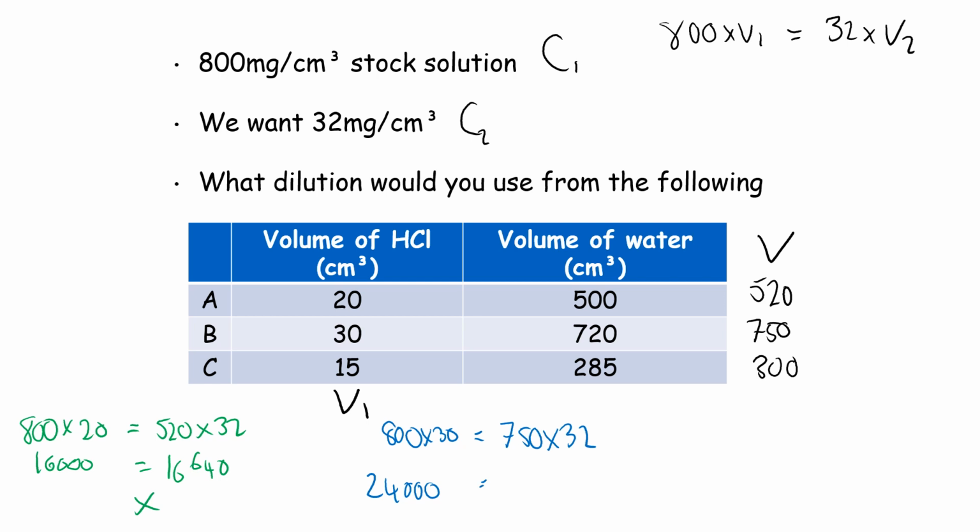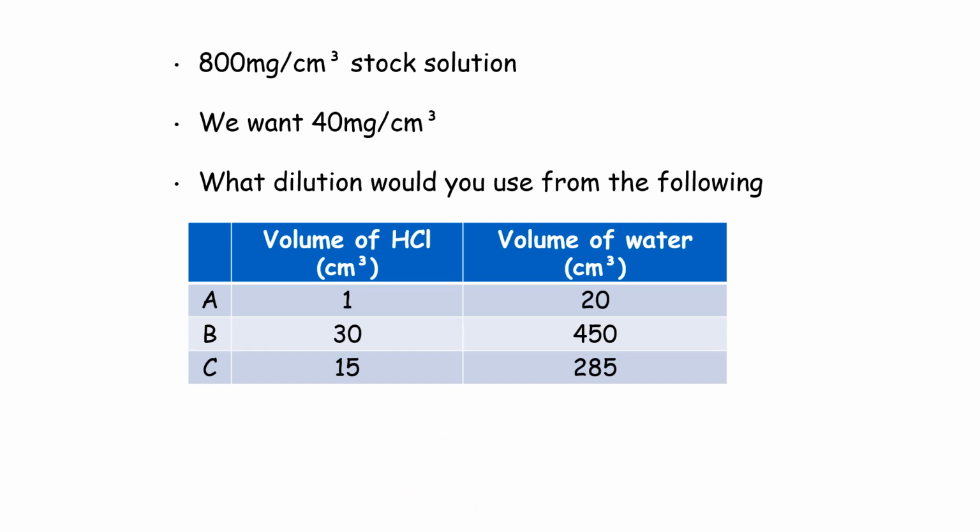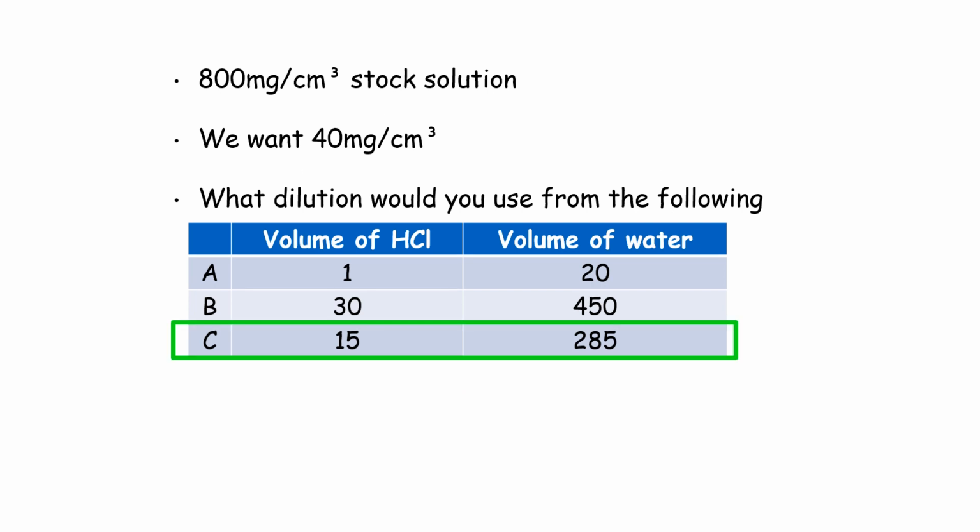750 multiplied by 32 is 24,000. So it looks like that one is correct. If you try this one at home and see which one of those A, B, or C that you get, remember, work out your C1, your C2, those are the numbers at the top. V1 is going to be your volume of hydrochloric acid. V2 is going to be the sum of both the volumes. Hopefully, if you've had time to do that, pause the video if you don't. You should find out that it is option C.